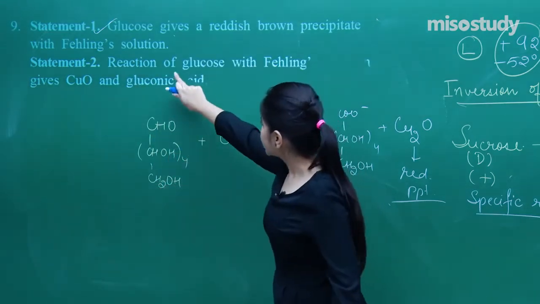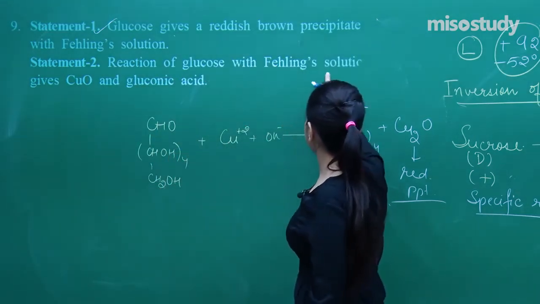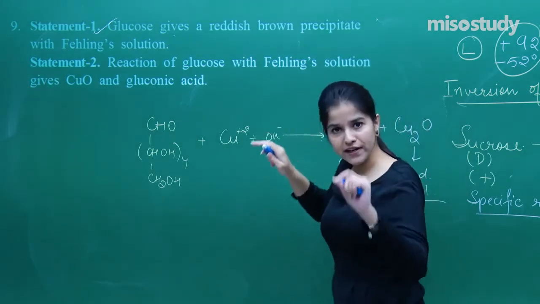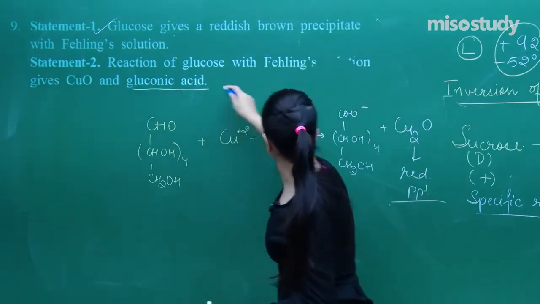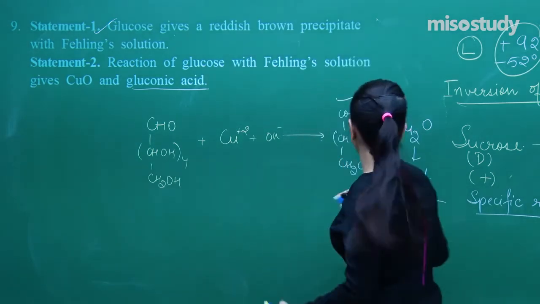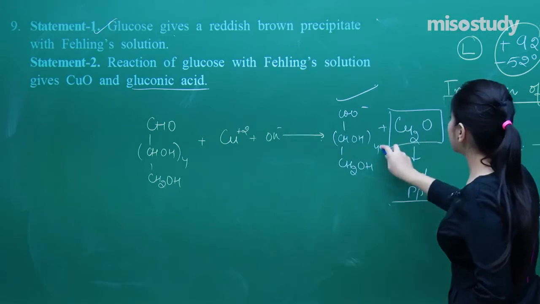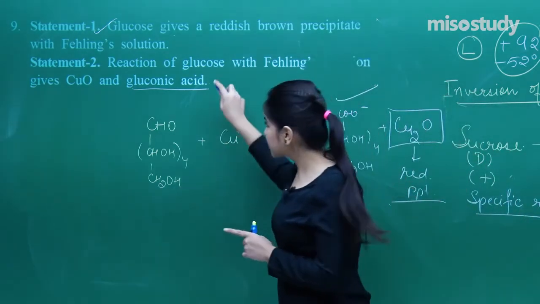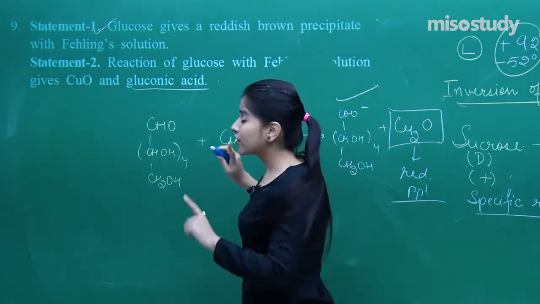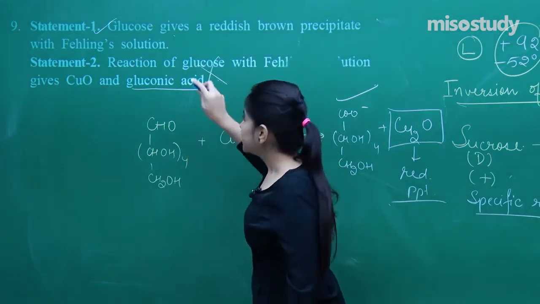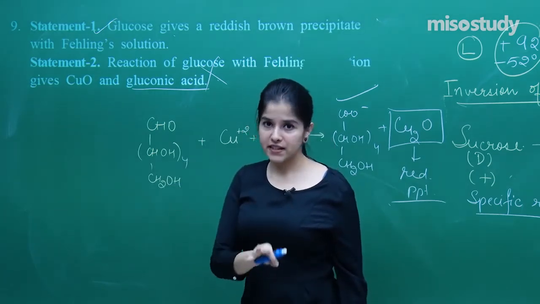Statement 2: reaction of glucose with Fehling solution gives CuO and gluconic acid. So we are definitely getting the gluconic acid here, but we are not getting CuO. Look carefully. We are getting red precipitate of Cu2O and not CuO. So that makes this statement not an incorrect explanation, but completely false. This statement in itself is incorrect.